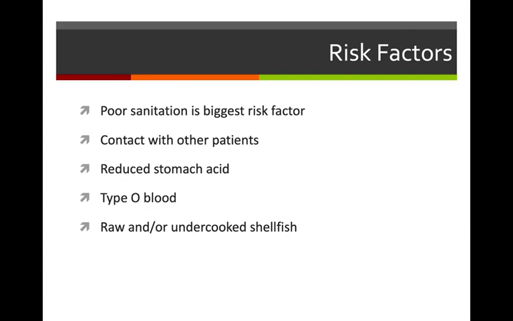So our risk factors, again, poor sanitation is the biggest risk factor. Of course, contact with other patients, anyone who has reduced stomach acid. For some reason, people with type O blood seem to be more susceptible. I'm type O blood. I have not gotten cholera yet, so fingers crossed that I can avoid that for the rest of my life. And then, of course, the consumption of raw or undercooked shellfish.